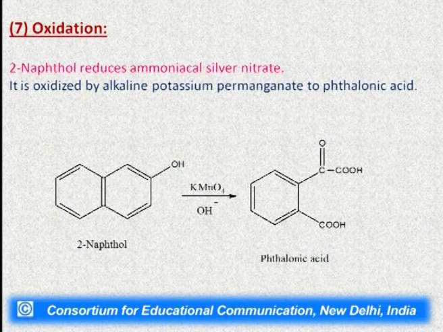Then comes the oxidation of beta naphthol. Beta naphthol also reduces ammonical silver nitrate. It oxidizes itself and it reduces the silver nitrate solution. It is oxidized by alkaline potassium permanganate, which is also called as Bayer's reagent, to give us phthalonic acid. In this reaction, we are getting oxidation product in which one of the naphthalene rings has been damaged or has been oxidized at these 2 carbons which are present at ortho positions, and we will get here phthalonic acid.